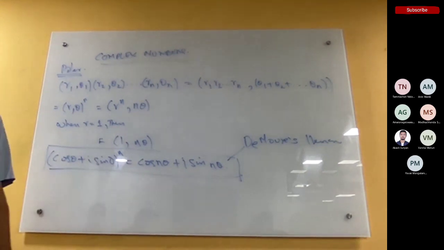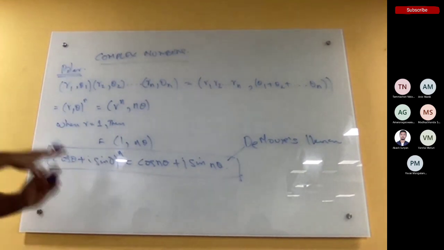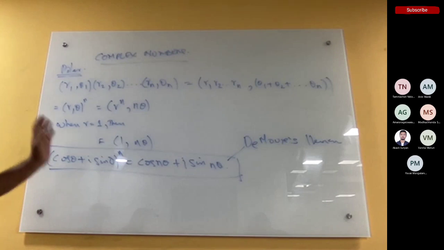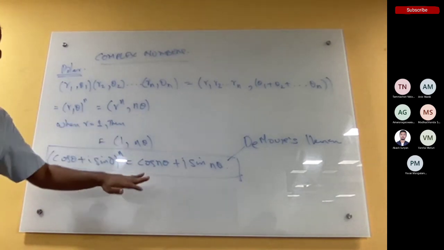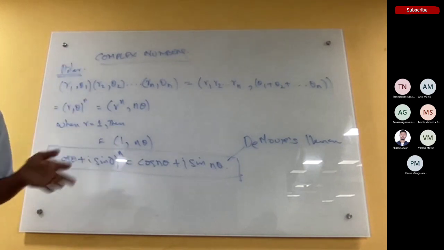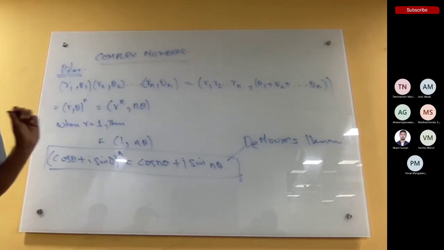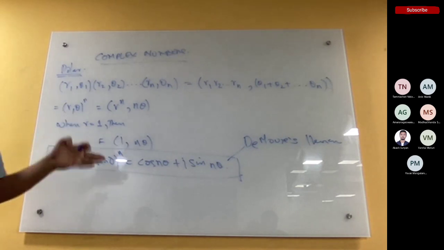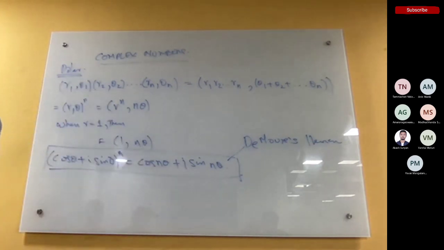This is probably like the first letter A. Then you've got to write 25 more letters, but first letter A is this. We will use this theorem so many times that by the time I'm done with this class, you will remember it. There's no question about it. Cos theta plus i sine theta to the power n is cos n theta plus i sine n theta.